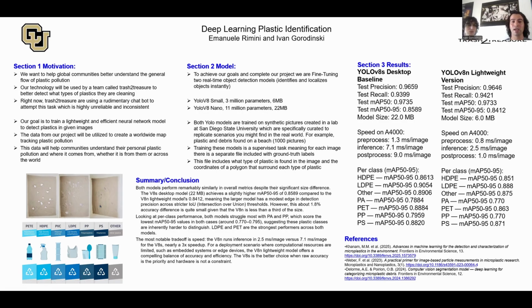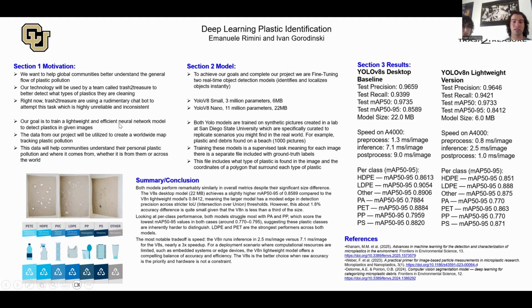They're pretty small. And we're training these models because we only have access to our PCs and phones and stuff like that. And so both of these YOLO models are trained on synthetic pictures created in a lab at San Diego State University. And if you see in the bottom left corner, these three pictures right here above the types of plastic are the types of images they're making. And so these were created in a lab to basically replicate what you might see in the real world. And we are trained on 1,000 pictures.